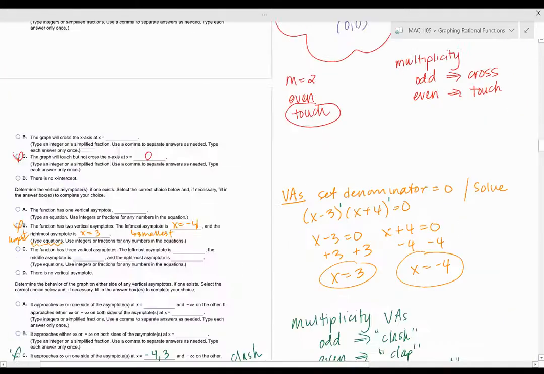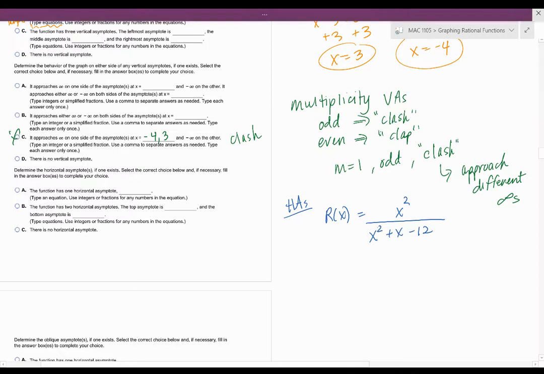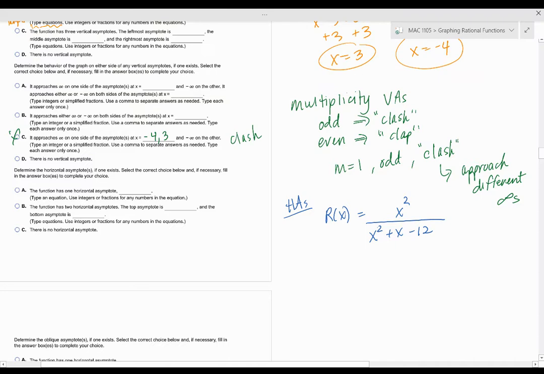let me write it again. We had r of x equals x squared over x squared plus x minus 12. So we're looking at the degrees. The degree in the numerator is 2. The degree in the denominator is also 2.